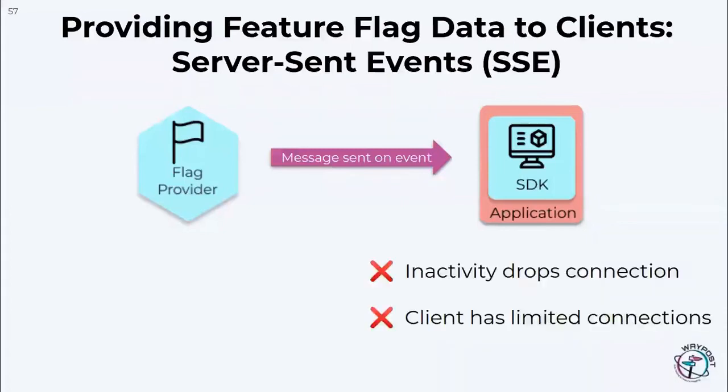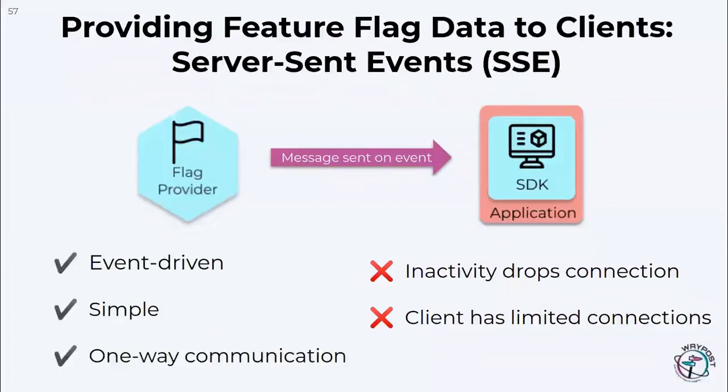A challenge associated with SSE is how to handle dropped connections. Connections can get dropped either when the client surpasses 6 open connections or after 30 seconds of inactivity. We remedied these concerns by making it so the SDK reestablishes these lost connections. SSE works well for our use case, and we ultimately chose it because it allows for real-time event-driven communication. It's simple, and as opposed to WebSockets, communication is one way from the flag provider to the SDK.